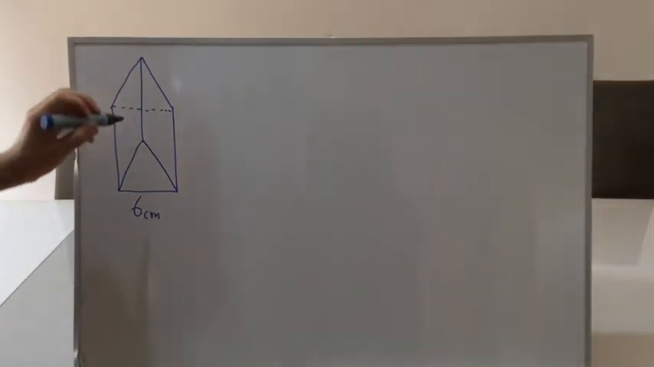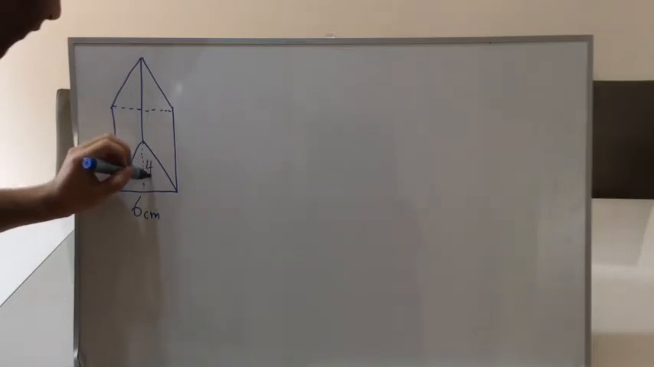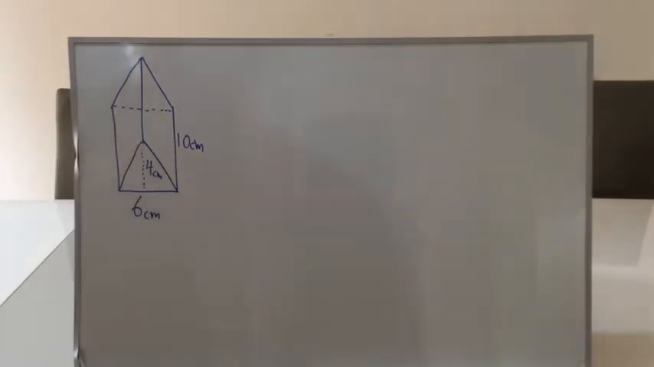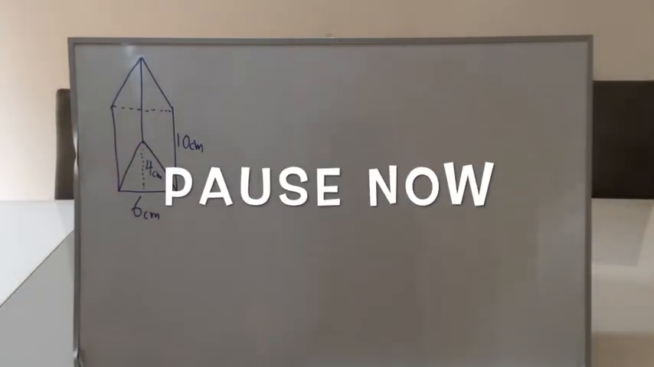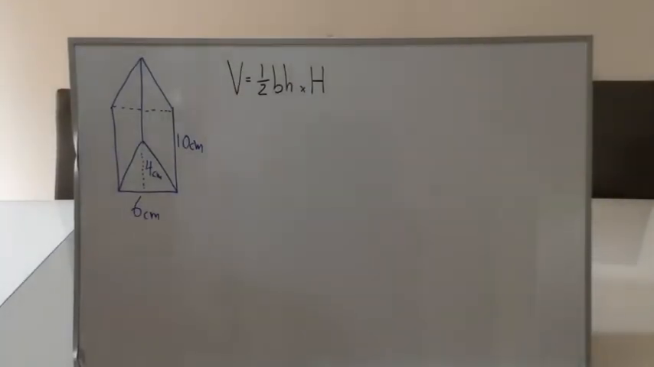The height through here, let's say that height of that triangle there, 4 centimeters. And that distance there, 10 centimeters. All right, decide what shape that is from your formula sheet and write the formula next to it. Okay, this is a rectangular-based pyramid. So if you found rectangular-based pyramid, that's the formula you should have written down.